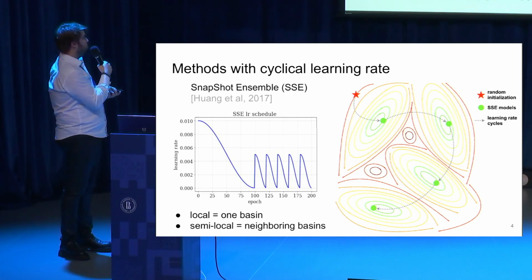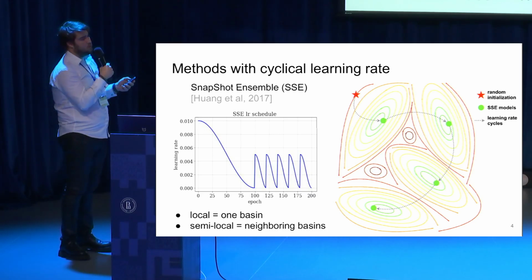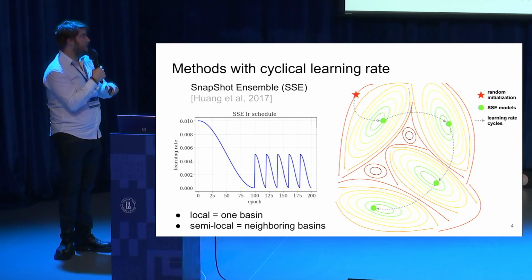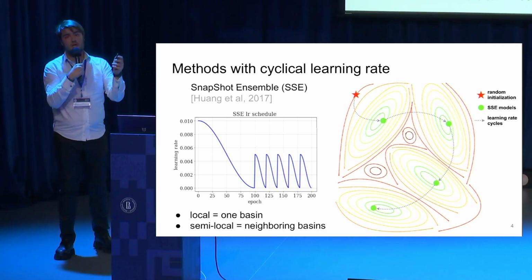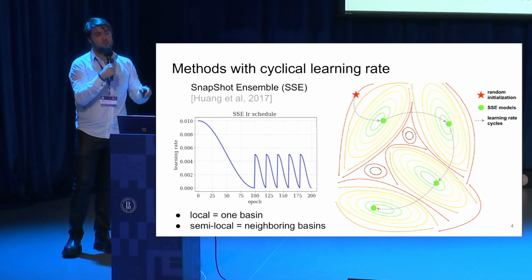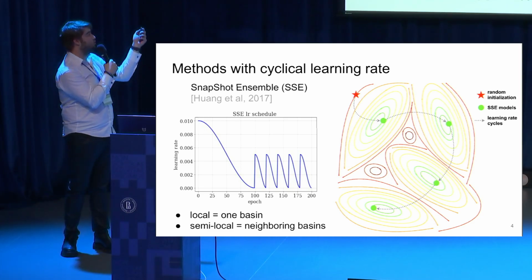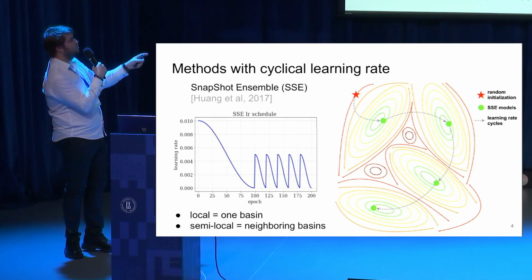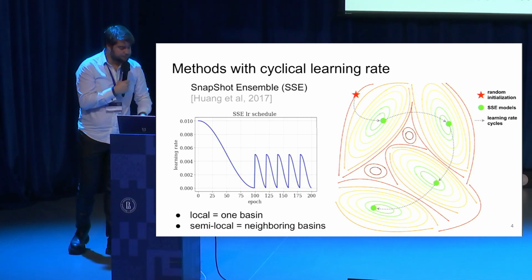So here in our paper, we call the behavior when the models of the ensemble are located in the same basin local behavior, and the scenario where the models are taken from different low-loss basins semi-local behavior. So in this scheme, you can see the semi-local behavior where the optimization jumps to different low-loss basins.